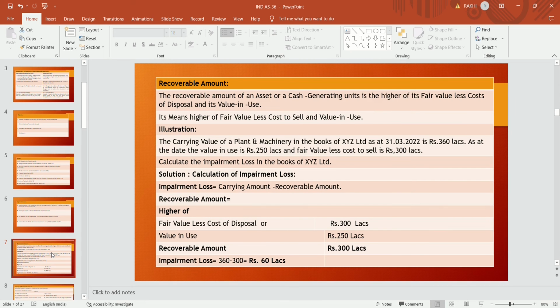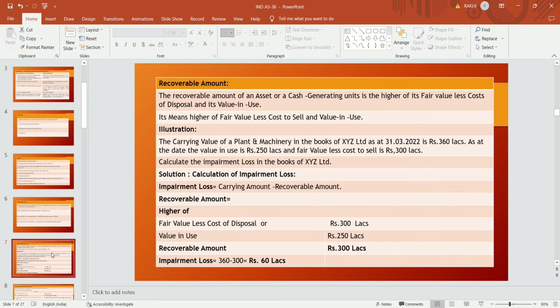Recoverable amount of an asset, meaning an individual asset or a group of assets, that is a cash generating unit, is the higher of the fair value less cost to sell and its value in use. Means how will we determine the recoverable amount? Fair value less cost to sell and value in use. First we will determine the fair value less cost to sell, then we will find out the value in use, and we will find out the higher of the two. Whichever is higher, that is the recoverable amount.